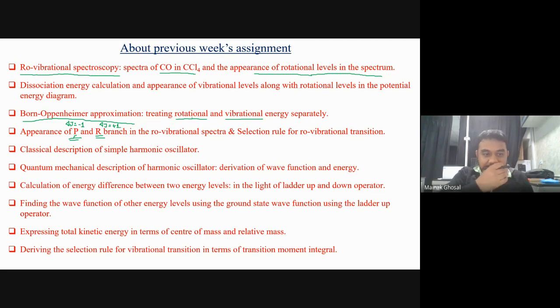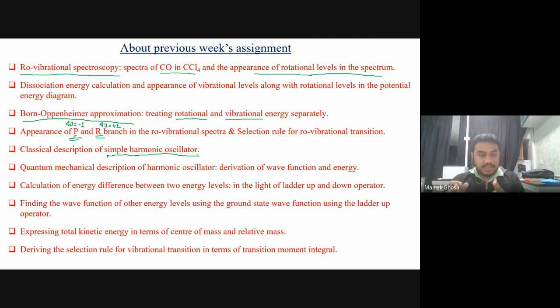Then a classical description of the simple harmonic oscillator was given. In a classical case, what is a simple harmonic oscillator? The restoring force is proportional to the displacement. From that point of view, it was shown that the total energy of a system is constant: if you add kinetic energy and potential energy, there was also a problem showing that the total energy of the system is independent of x, k, omega t, etc.